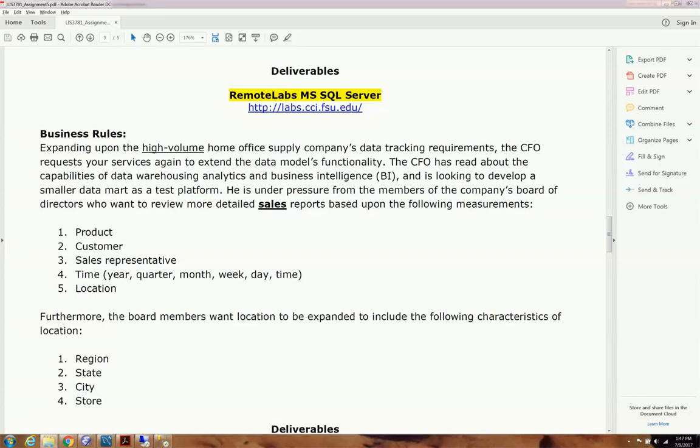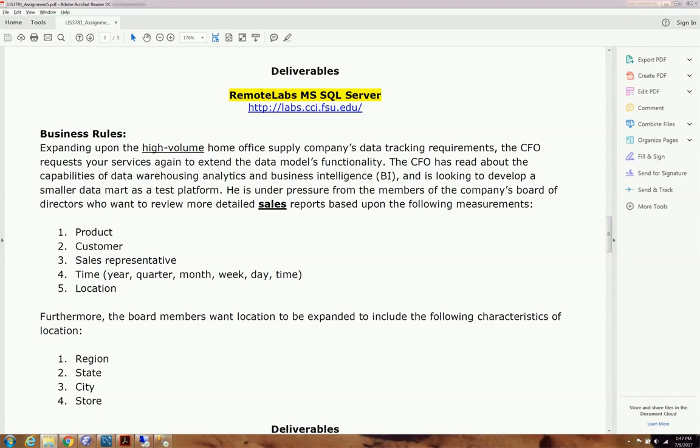Hello everyone. I want to go over the requirements for assignment number 5. Assignment number 5 is really the second part of a two-part assignment. Assignment number 4 begins our foray into data warehousing, and assignment number 5 is really the culmination of that, but you cannot complete assignment number 5 without first doing assignment number 4. Okay, let's go into the requirements for assignment number 5.